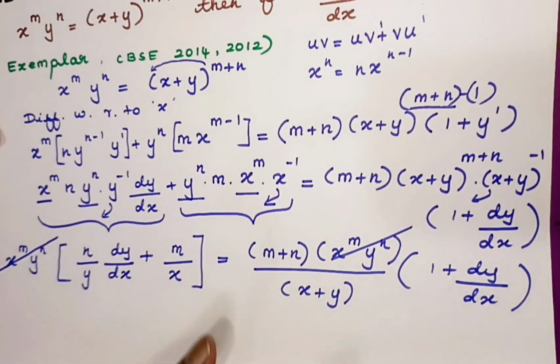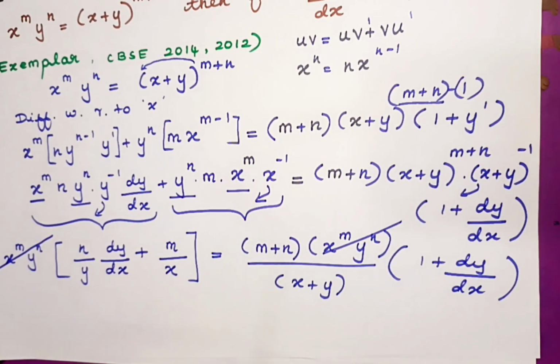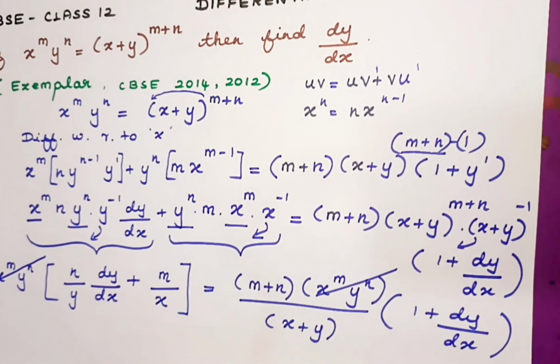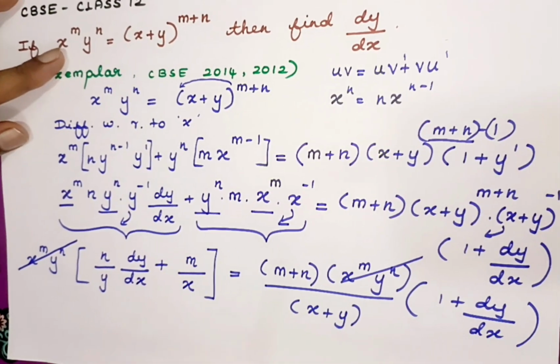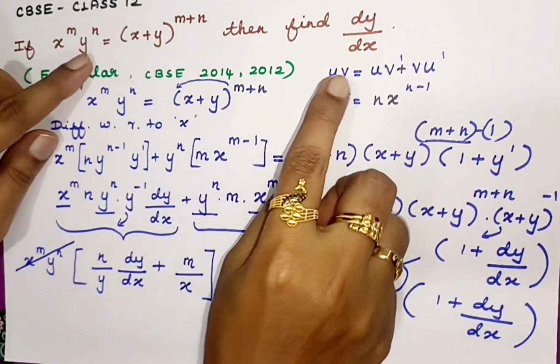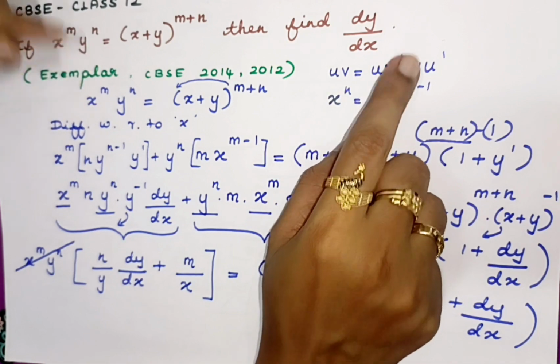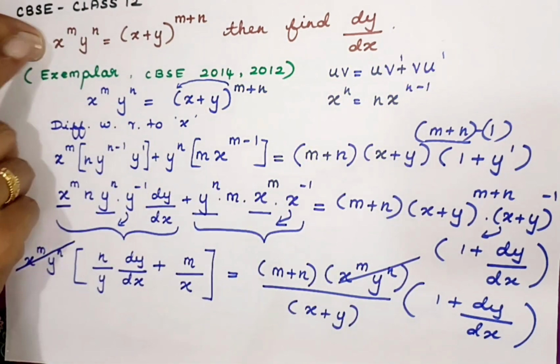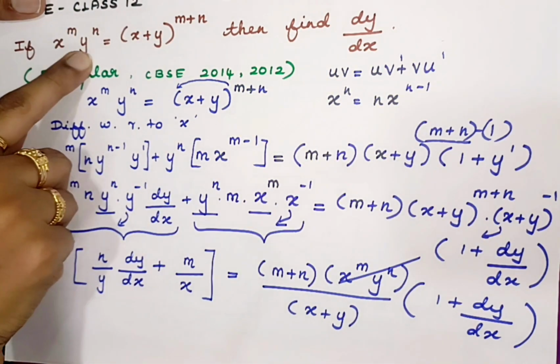Question parangada. x power m into y power n is equal to (x plus y) the whole power m plus n kodutthirukkanga. So first, in the left hand side, both are in a product, right? If it is a product, we have to apply the product rule: uv equal to uv dash plus vu dash. So first, what we do is keep this as a constant and differentiate this.